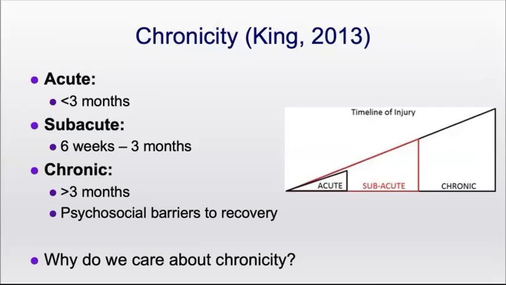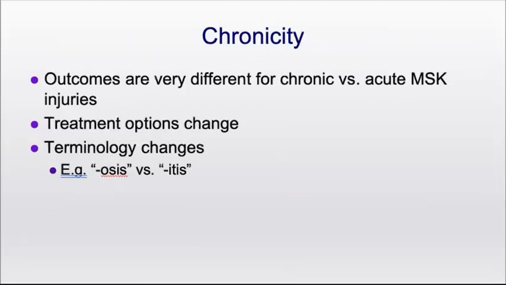So why do we really care about identifying them as acute, subacute, and chronic? I mentioned one reason, and that's the physiological processes that are happening are very different in each of these phases. It also can relate to prognosis or how well you expect them to recover. The outcomes are often very different for chronic or acute musculoskeletal injuries, and the treatment options are different. Okay, we'll go through that ad nauseum throughout the course.